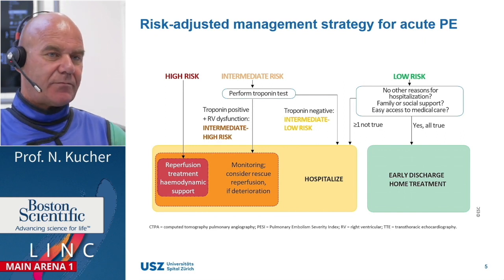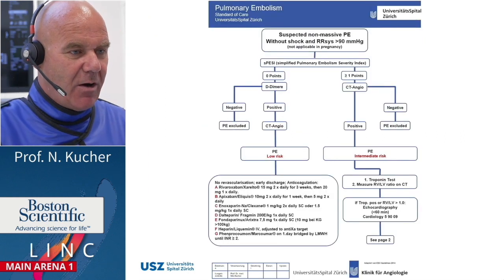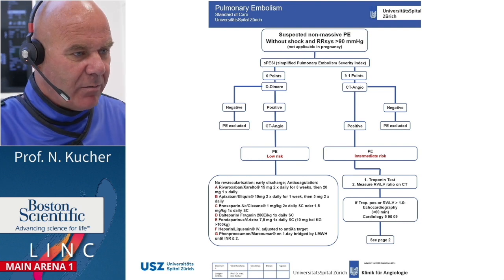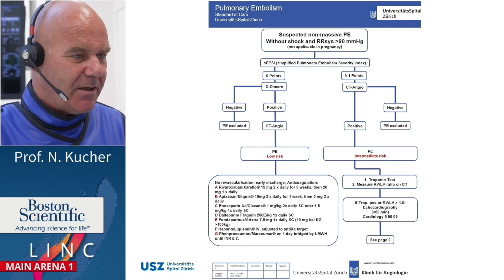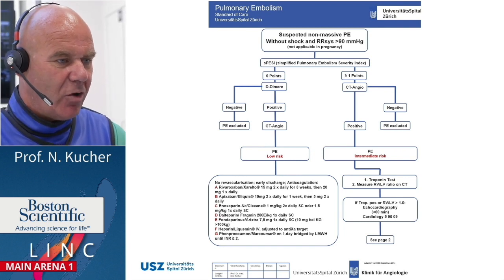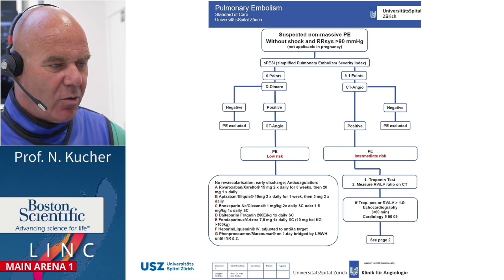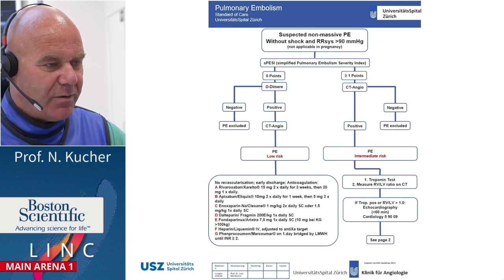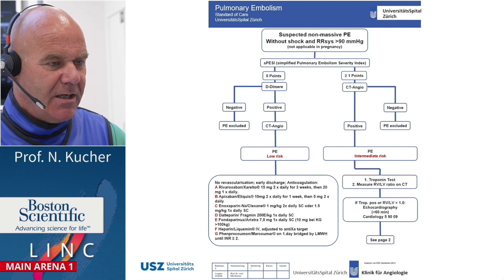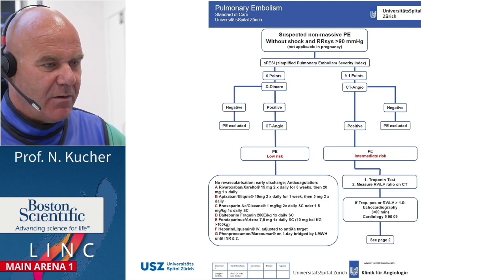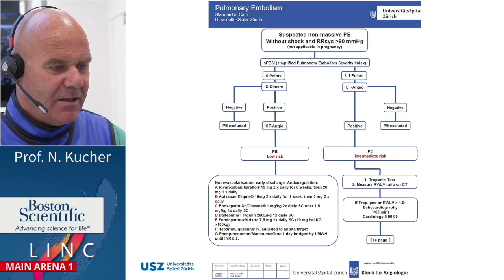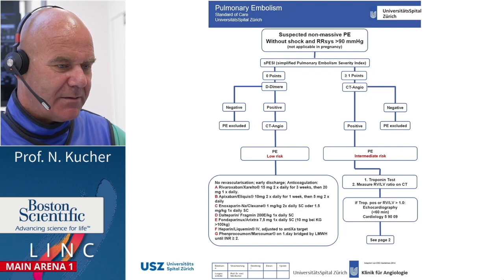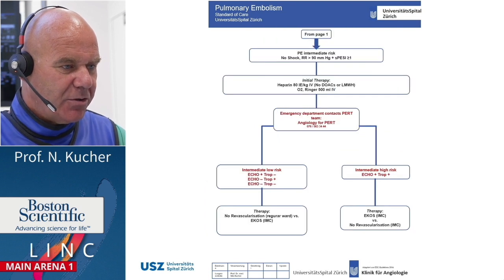Next slide. This is just our Zurich pathway for non-massive, or let's say non-high-risk PEs, patients that have no clinical signs of shock and have a normal blood pressure. We use a PESI score to differentiate between low-risk and intermediate-risk patients. If the PESI score is increased by 1 or more points, we routinely obtain the troponin test, and we measure the RV-LV ratio on the CT scan.